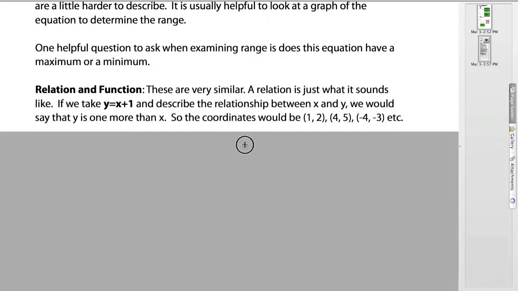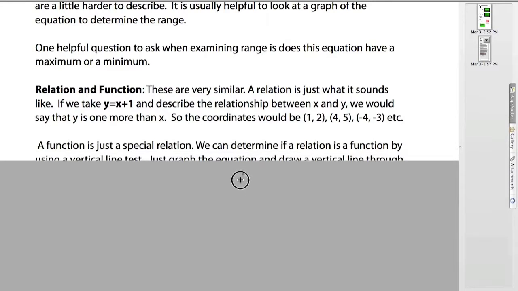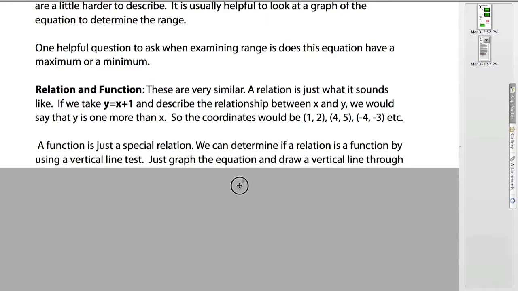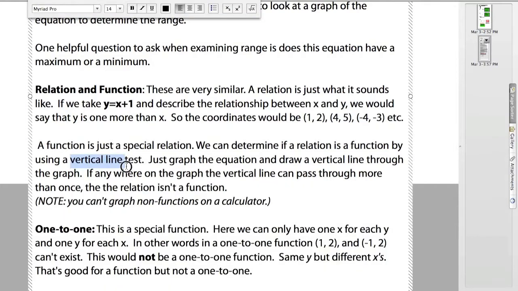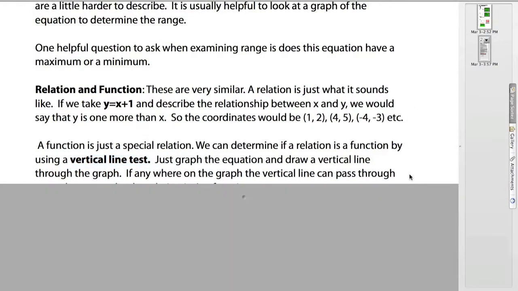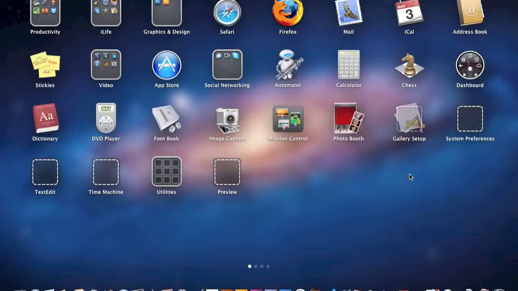Okay, a function is a relationship a little bit more specific than just any generic relation out there. We can determine if something's a function by doing a very, very easy test. We call that the vertical line test. If I were to graph my function, and you'll see a picture of it in just a little bit, and I can draw my vertical line and it never touches the graph twice, then it passes the vertical line test because it only touched it one time.